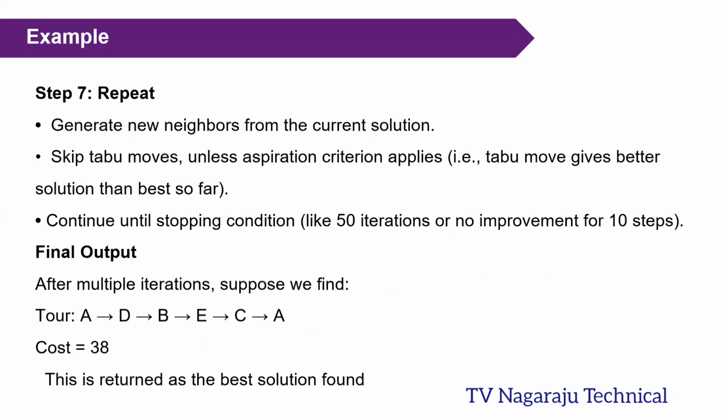The same process is repeated multiple number of times. Suppose you are getting this answer. Now the cost is 38. This is the final solution of taboo search.